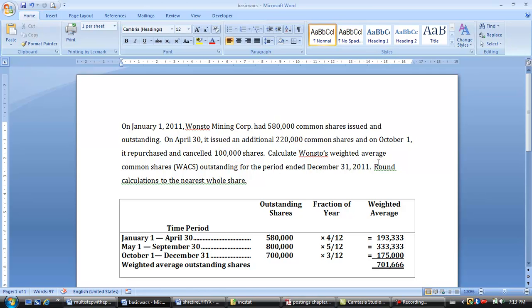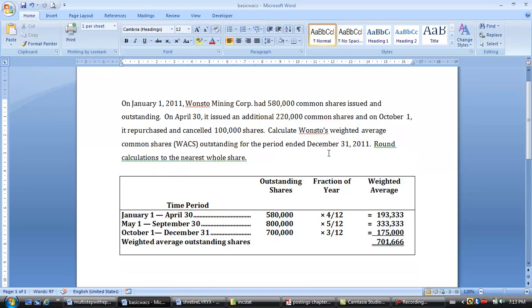What we want you to do is to calculate Wansto's WACS, or weighted average common shares outstanding, for the entire period or the entire year from January 1st to December 31st, 2011, and we want you to work with the nearest whole share amounts. So let's begin. The first thing we're going to do is set up a little table.